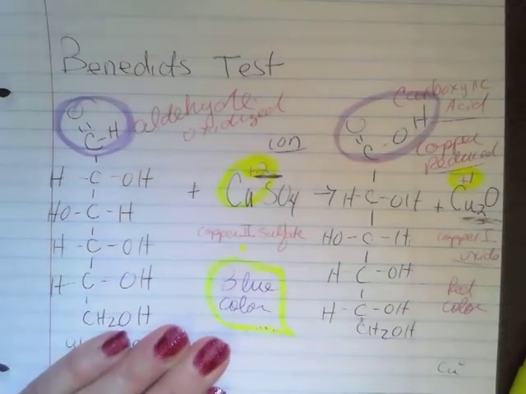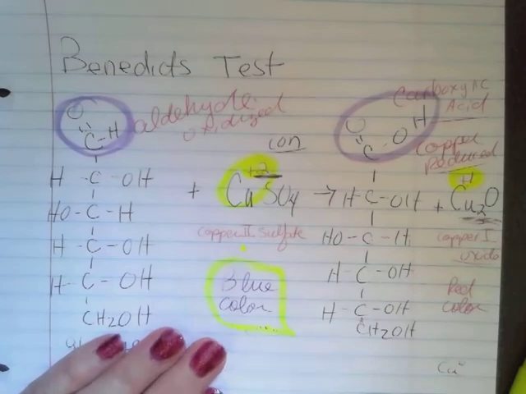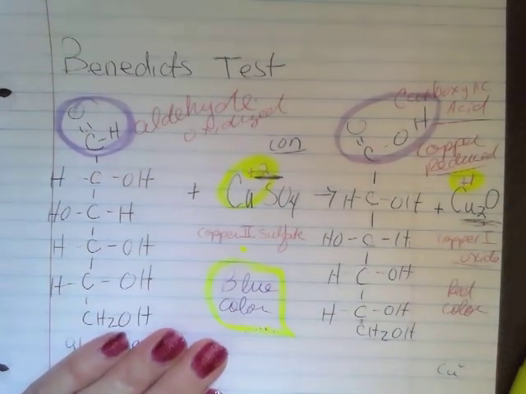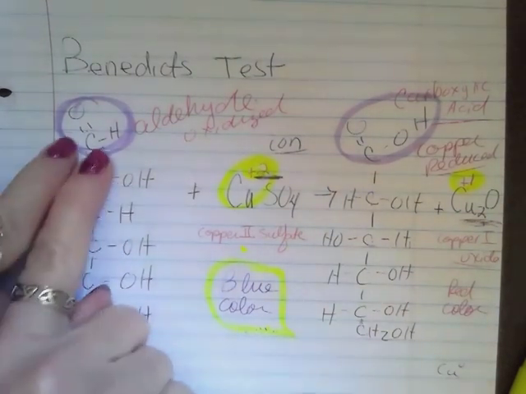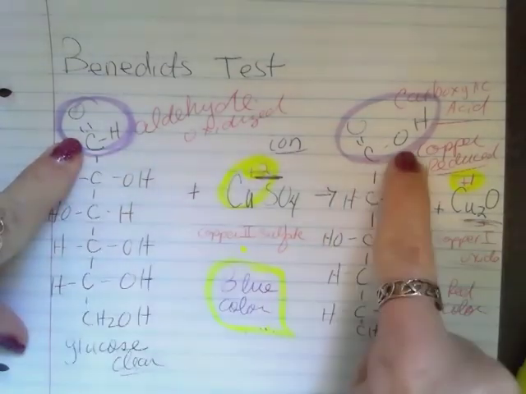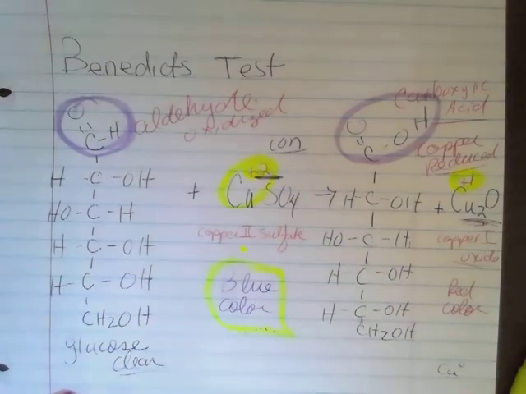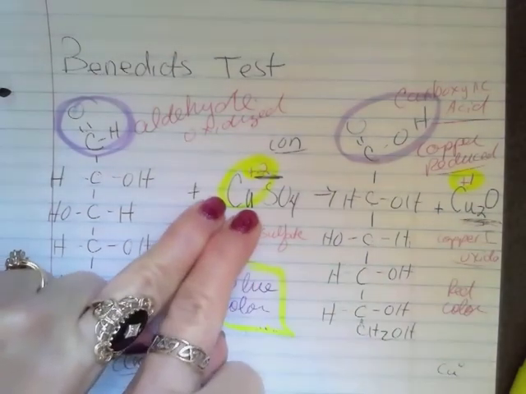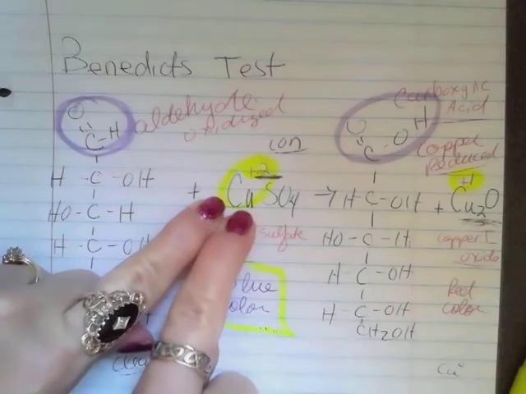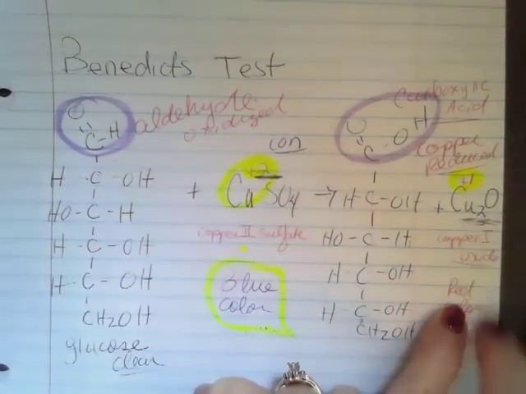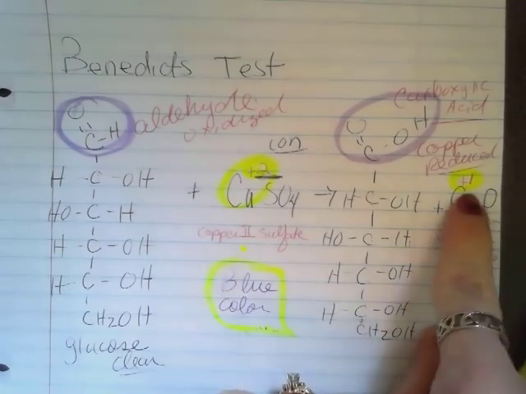Again, I know I'm really simplifying it. If anybody's watching that is looking at mechanisms, this is not the video for you. This is a very simplified version of what happens. But this aldehyde gets oxidized to a carboxylic acid, and if one thing's oxidized, something has to be reduced. So the copper, which is this blue color before the reaction with a +2 charge, gets reduced to this reddish color, copper 1 oxide, with a +1 charge.